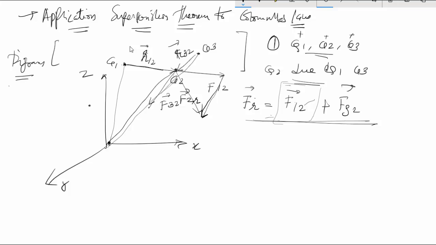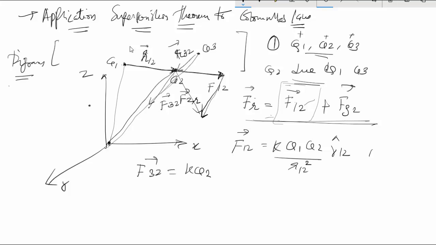So this is my R12, that is the direction of the force on 2 due to 1, and this is my F12. My F12 from Coulomb's law can be easily written as k Q1 Q2 divided by R12 whole square, times the unit vector of R12, and my force F32 can be easily written as k Q2 Q3 divided by R12 whole square, times the unit vector of R12.